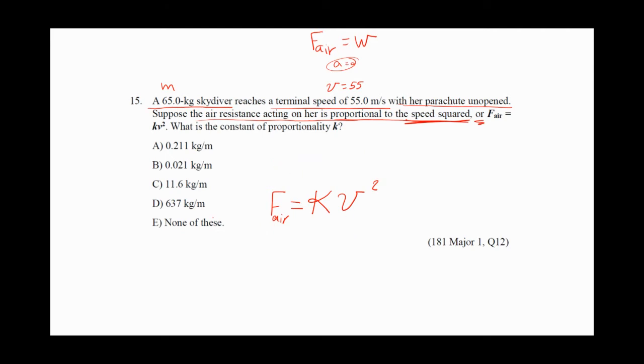So he gives me here that the air resistance equals a constant, and he called this constant K, times V squared. What is the value of the constant K? To find the value of the constant, you need to know the air resistance and you need to know the speed. The speed is given, 55, so it's not a big deal. 55 squared. What about the air resistance? What is the air resistance here?